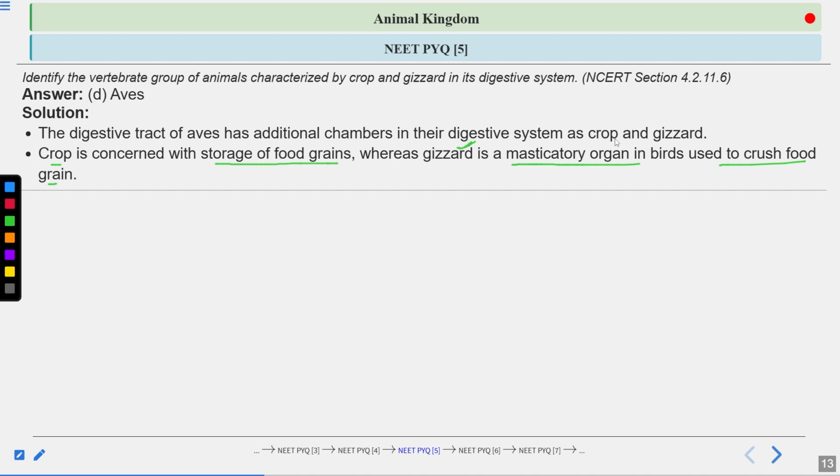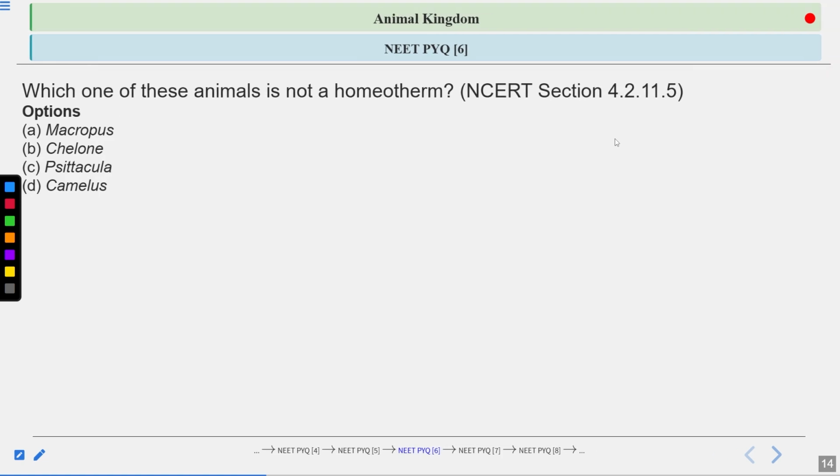Okay, moving to our next question. Which one of these animals is not a homeotherm? This question is coming from the NCERT section 4.2.11.5. So let us see the options first of all, and then we will decide which of the animals is not a homeotherm. So options are as follows: A, Macropus, B, Chilone, C, Psittacula, and D, Camelus.